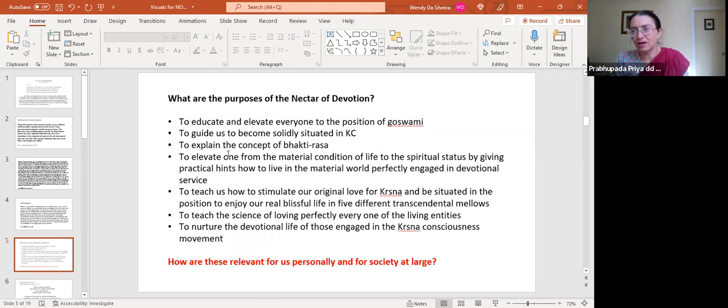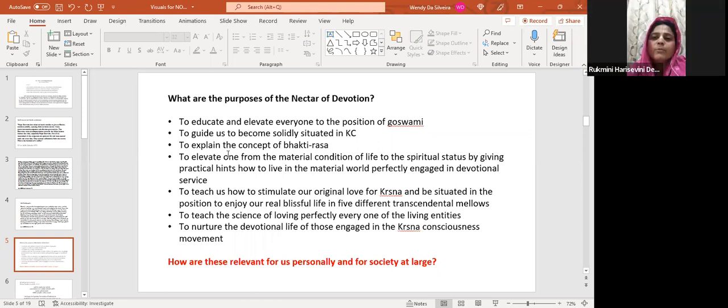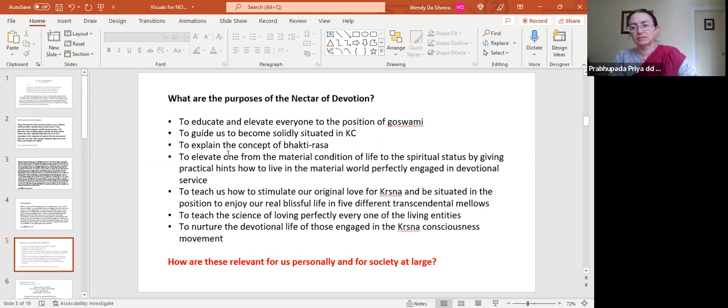Okay, how is that relevant for myself? Rukmini Hari Sevani. Mataji, if I know that Krishna is the Supreme Personality of Godhead, and I'm a spirit soul, then I will be able to know that all the living entities are part and parcel of Krishna only. And as I am having this bliss, I will also want all other suffering souls, and I want to connect each and every one to the Supreme Personality of Godhead. Okay, and good. The science of loving perfectly.